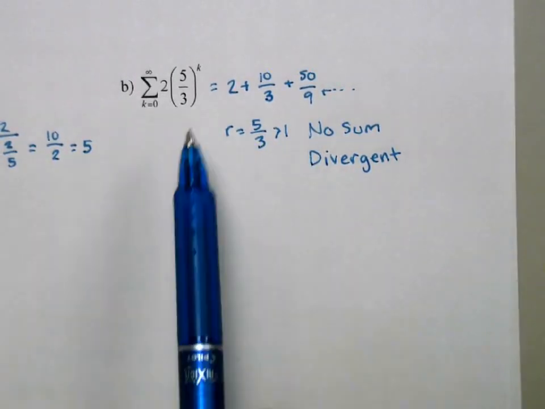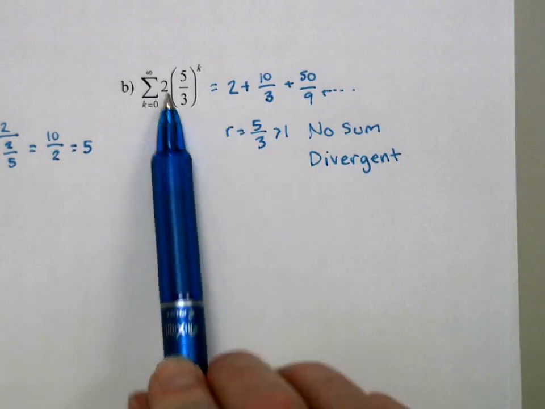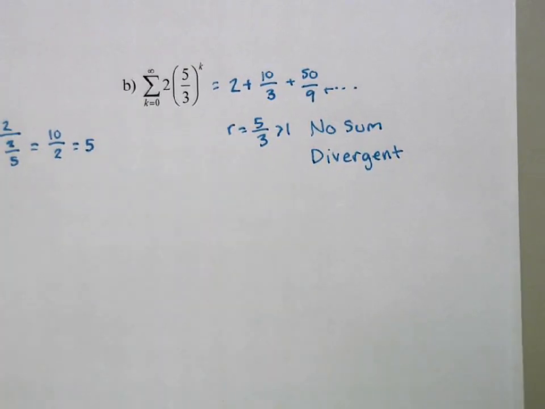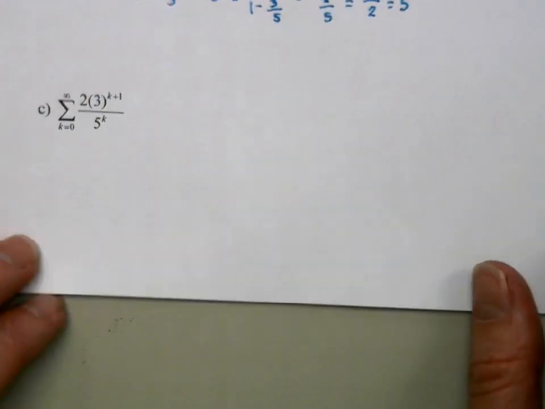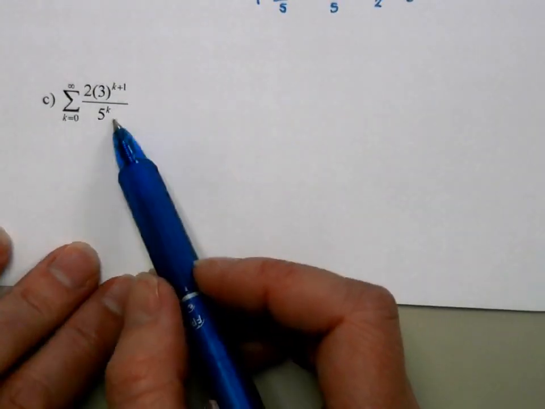But it doesn't mean you can't plug in your 2 and your 5 thirds to get a value. It just doesn't have any meaning for this problem. Next one kind of looks similar, but presented in a slightly different way.